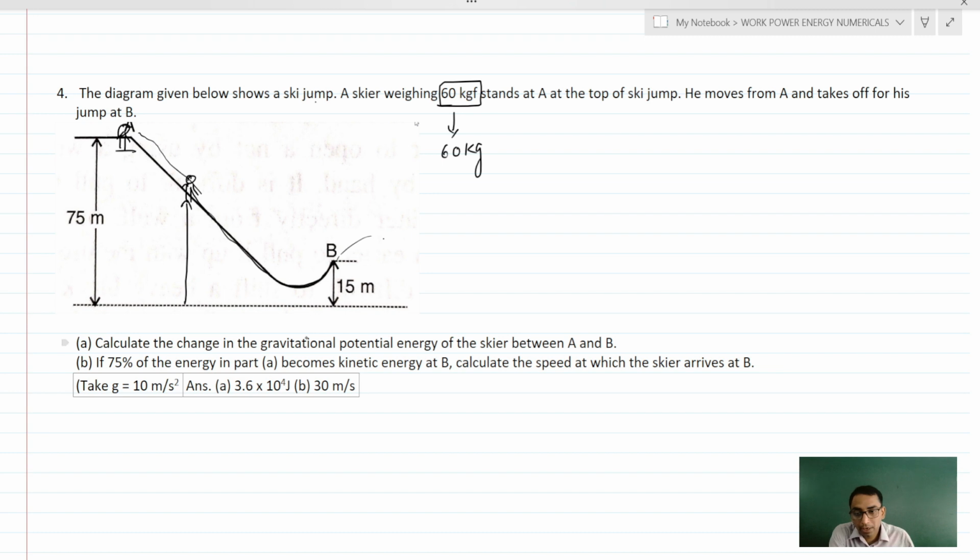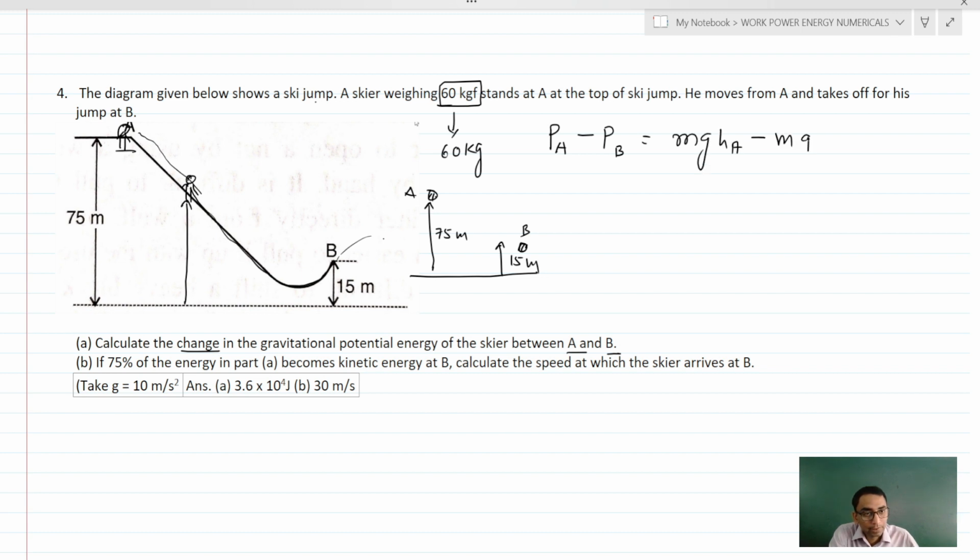Correct. Now what we are going to find out: calculate the change in potential energy between point A and point B. So here, this is point A, which is 75, and then this is point B. So this is 75 meters, and this is 15 meters, correct? So potential energy at A minus potential energy at B, that is mgh_A minus mgh_B, where h is the height above the ground, mg common, h_A minus h_B.